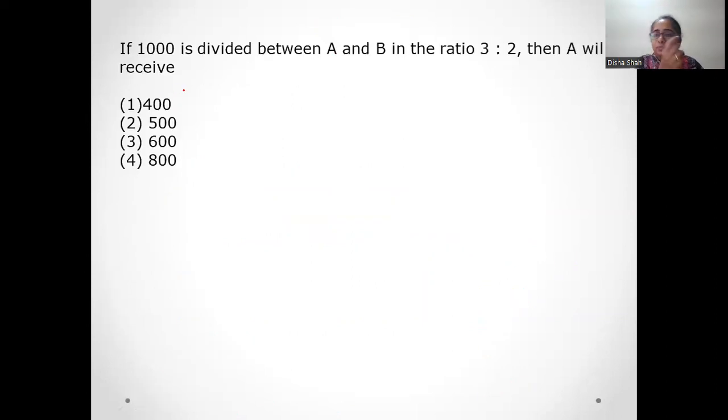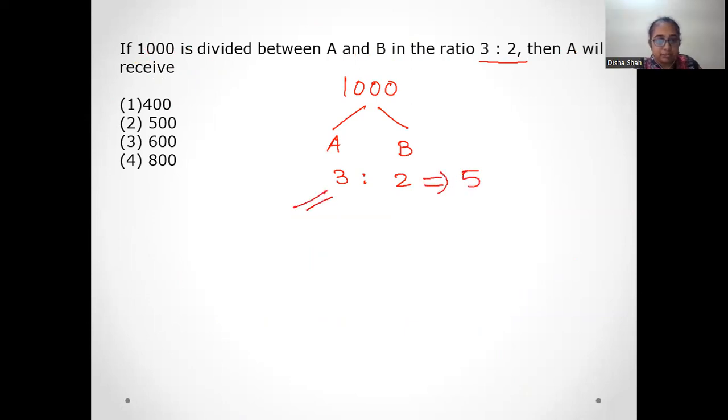Let's start with the questions. First, we will solve some easy basic questions and then we will go for difficult ones. Now, if 1000 you have to divide between A and B in the ratio of 3:2, then you have to find how much A will receive. Basically there is 1000 and you have to divide it between A and B. What is the ratio of A and B? 3:2. It means that there are total 5 parts and the total is 5.